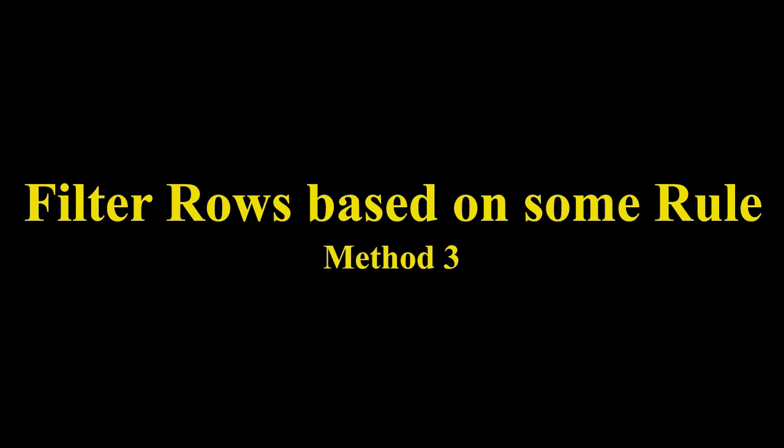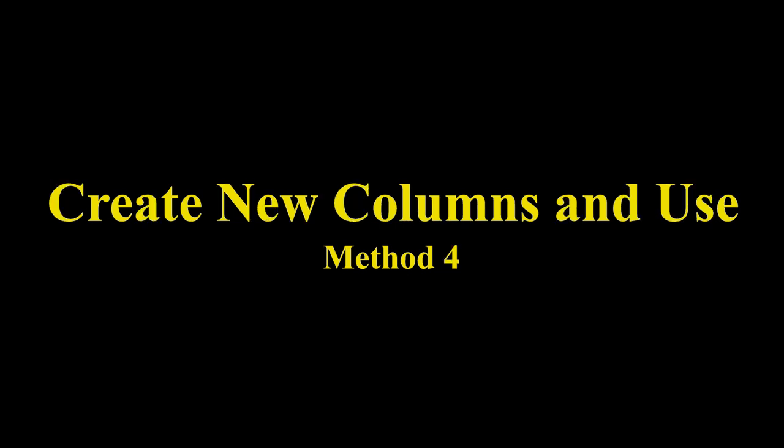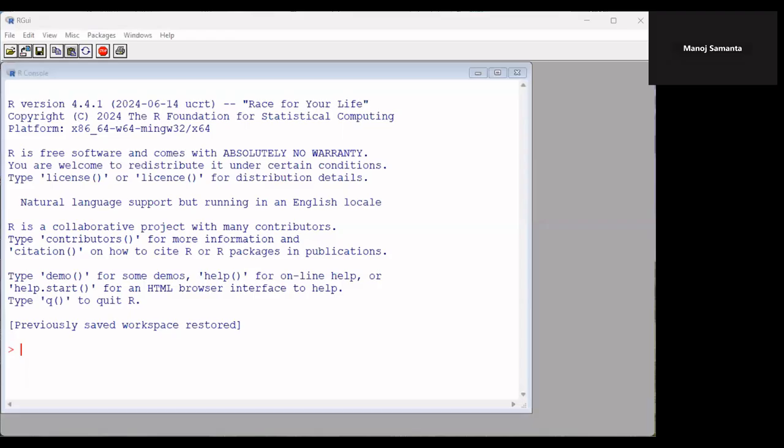And then the number 4 option is to create new columns. Sometimes you may need to create some columns. For example, you have scores of a large number of students in 5 or 10 different subjects, and the only thing that you need is the total. So you use R to create the total column, and then you only keep the name and the total score and discard the rest of the data.